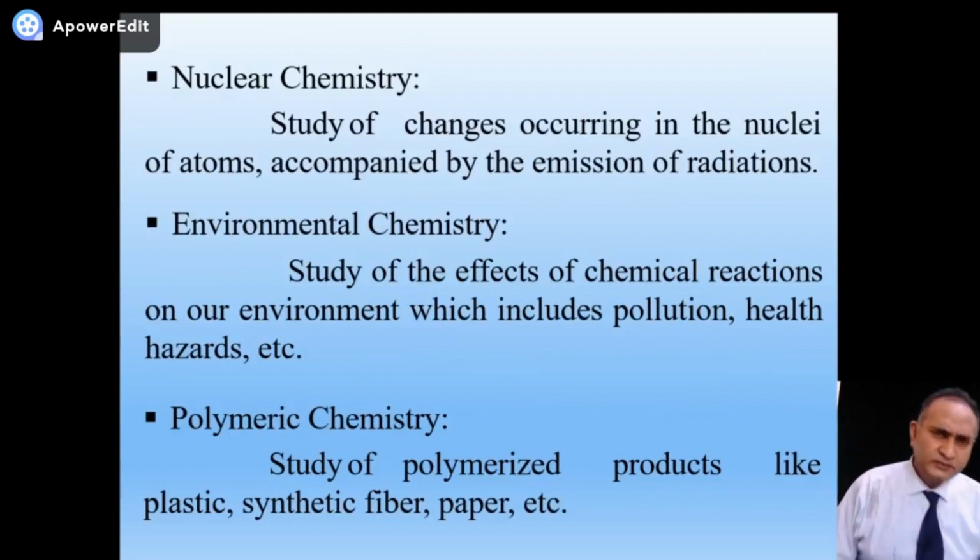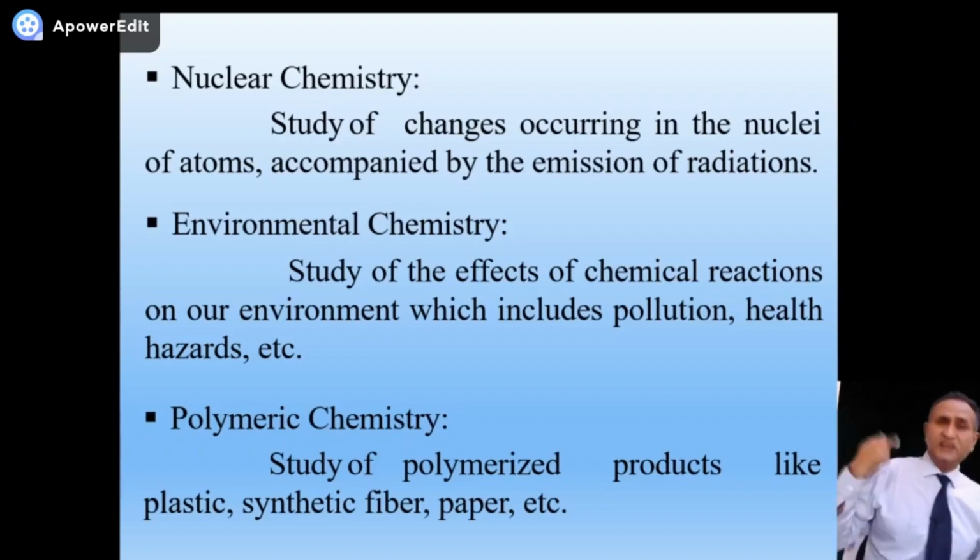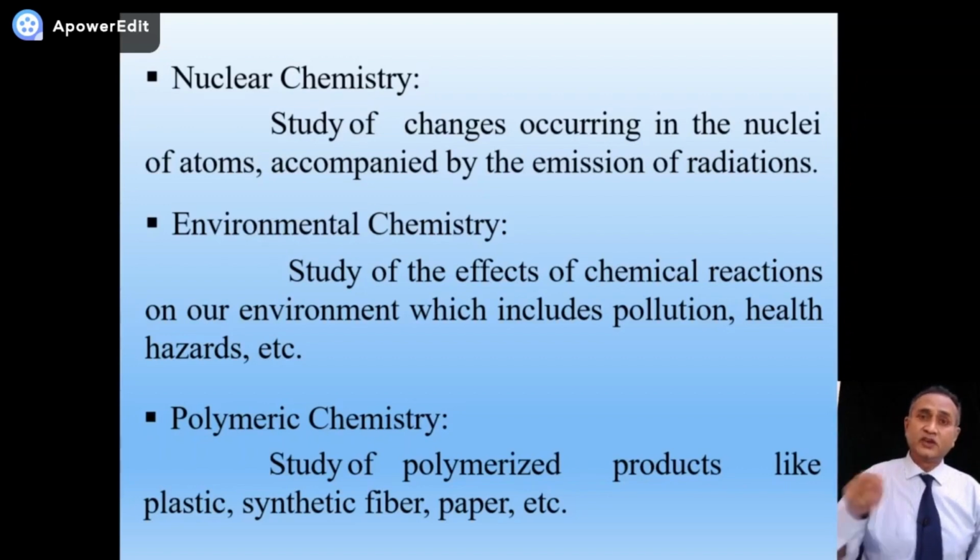Now the last three. Nuclear chemistry. Nuclear chemistry, as is obvious from its name, is the study of changes occurring in the nucleus of an atom. Remember, besides electrons, all other particles we can find in the nucleus of an atom. So if there is any change in the nucleus of an atom, that change is studied under nuclear chemistry. So a study of changes occurring in the nucleus of an atom is simply called nuclear chemistry.